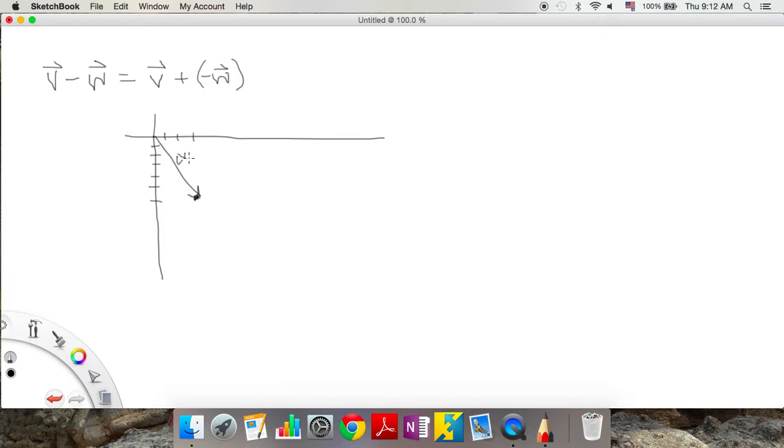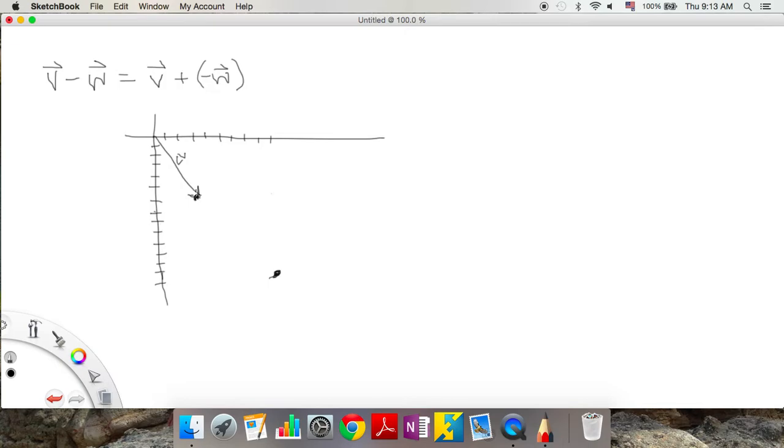There's v. Now, w is (-6, 8). Normally what we would do is go to the left 6 and up 8 if we were just adding w. But we're not. We're adding the opposite of w. So instead of going left 6, we're going to go right 6. And then from there, instead of going up 8, we're going to go down 8. And we end up over here.